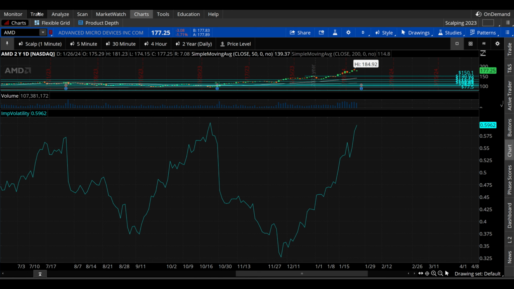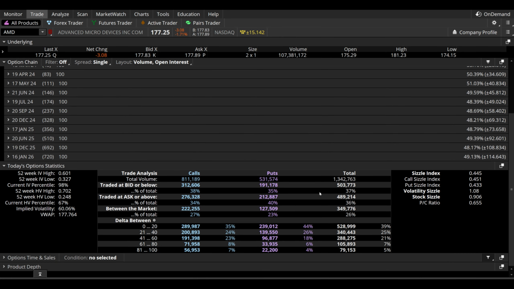Okay, so let's finish out here looking at the options chain, see what the traders are thinking heading into this coming week. Big sample size, that's good. We want as much volume as possible to get as good of data as possible. High sample size data, right? 1.34 million total contracts, 811,000 of those were calls, 531,000 of those were puts, so we're seeing a bullish weighted overall call to put ratio.